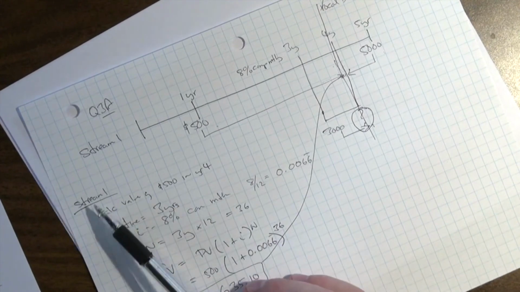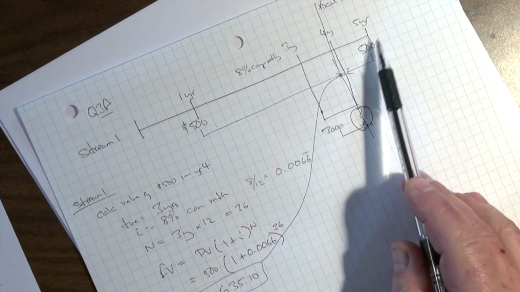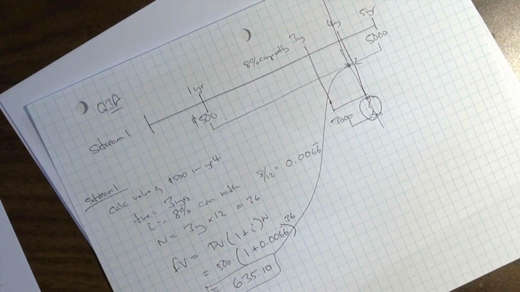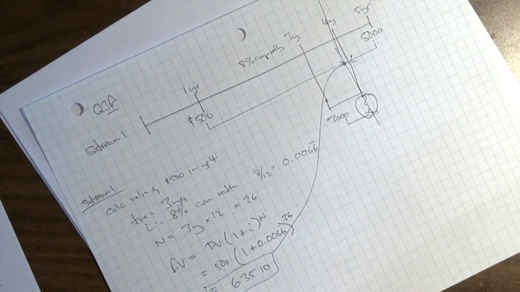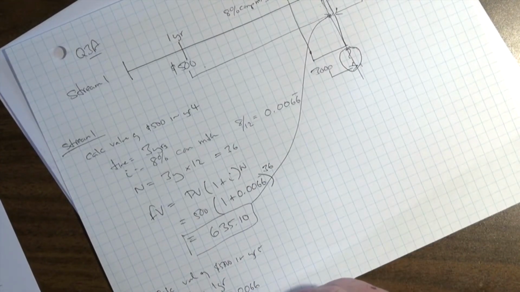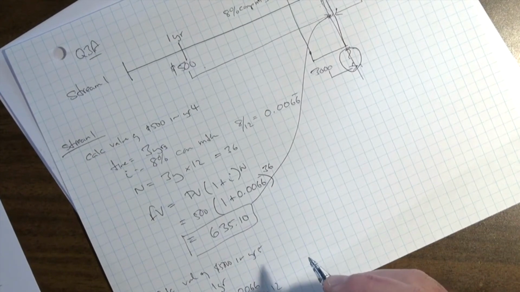Okay, that's the first part of what we're doing. Now, I say we're working on stream one first. The other payment in stream one was the $5,000 that was paid in year five. So we're going to have to calculate the value of the 5,000 in year five. So we've got to bring it back 1 year. And again, the i is the same, 0.0066. We've already calculated that. The n is 1 year times 12 compounds a year, so that's 12.